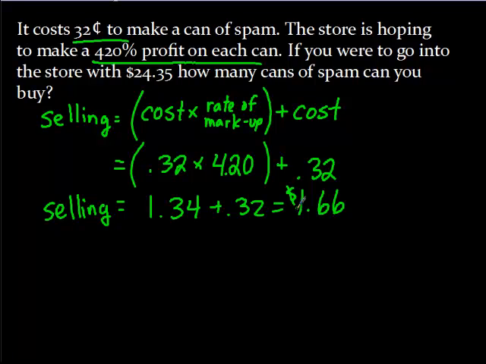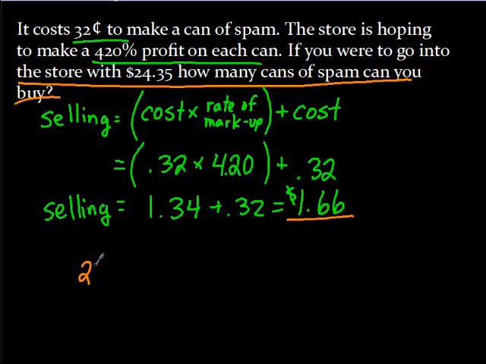That's part of the problem. The other thing with this example problem, it tells us you go to the store with $24.35, how many cans of Spam can we buy? We know it costs $1.66 to buy it. We have $24.35. How many can we get? To find this, we take the amount of money we have, $24.35, and we divide it by $1.66.